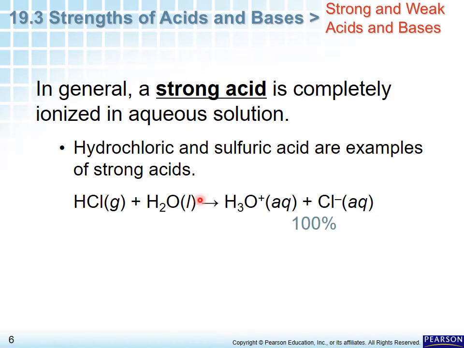In general, a strong acid is completely ionized in aqueous solution. Hydrochloric acid and sulfuric acid are examples of strong acids. Look here, HCl, when you pour it into the water, gives H3O positive, which is the hydronium ion, and Cl negative completely. Means HCl breaks into H positive ion and Cl negative ion completely, 100% ionized. So that's why it's called a strong acid. An acid that is completely ionized is called a strong acid, and it gives the H positive ion. Remember this.